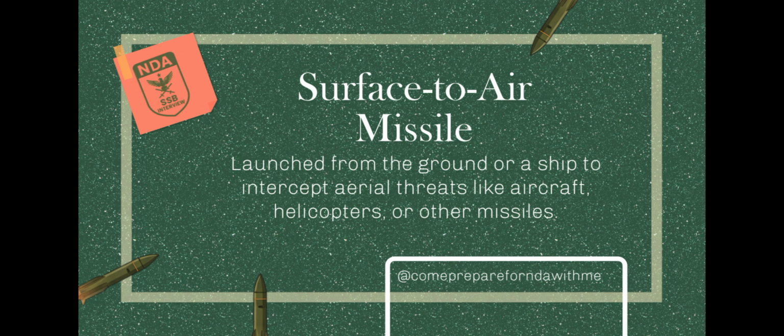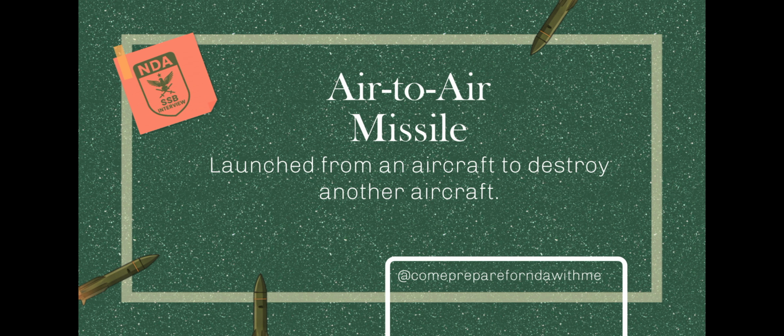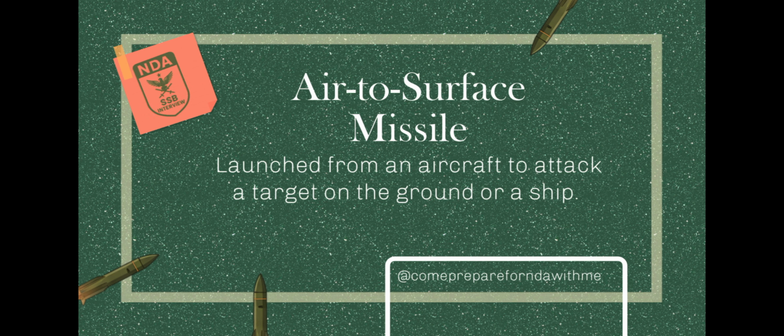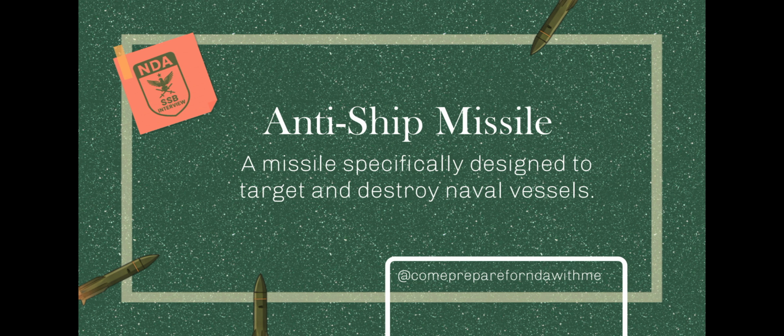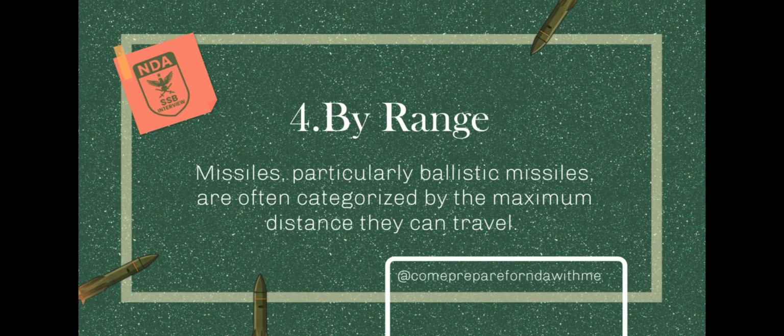Next is surface to air missile, launched from the ground or a ship to intercept aerial threats like aircraft, helicopters, or other missiles. Air to air missiles are launched from an aircraft to destroy another aircraft. And air to surface missiles are launched from an aircraft to attack a target on the ground or a ship. And similarly, anti-tank guided missiles are also one of the categories, a specialized missile designed to destroy armored vehicles only. And like this, we have anti-ship missiles also, a missile specifically designed to target and destroy naval vessels.